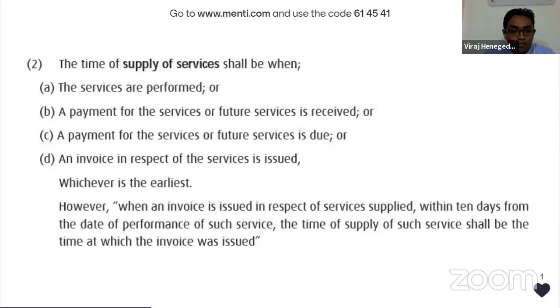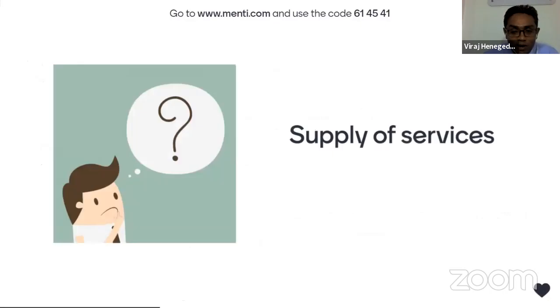There can be a situation, for example, where I am a chartered accountant providing some consultancy services. I have already performed my service, but I send the invoice within 10 days of the service supplied. Then the invoice date is the date of supply, not the date that I provided my services. This is what you need to understand. Okay, we'll move to the next one.